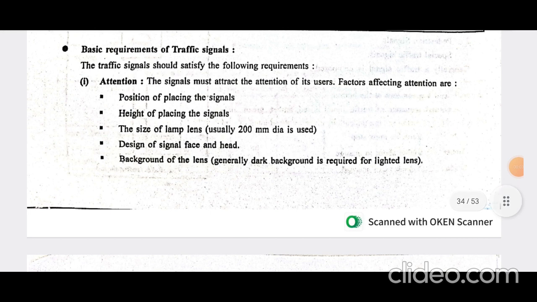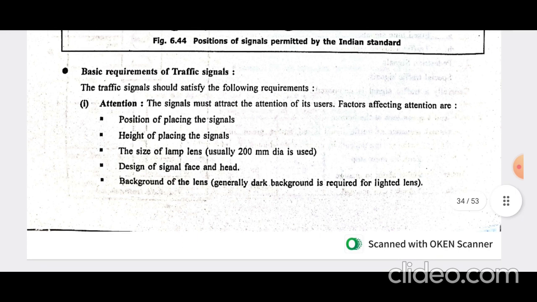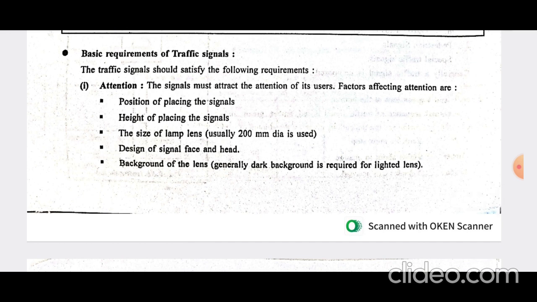Now, basic requirements of traffic signal. The traffic signal should satisfy the following requirements. The first requirement is attention. The traffic signal must attract the attention of the road user. In attention, the first point is the position of placing the signal, second is the height of placing the signal, third is the size of the lamp. Generally the standard dimension is 200 mm, and in heavy traffic or heavy speedy vehicle areas, a diameter of 300 mm is generally used, and then the design of signal face and head, and the last one is the background of the lens.